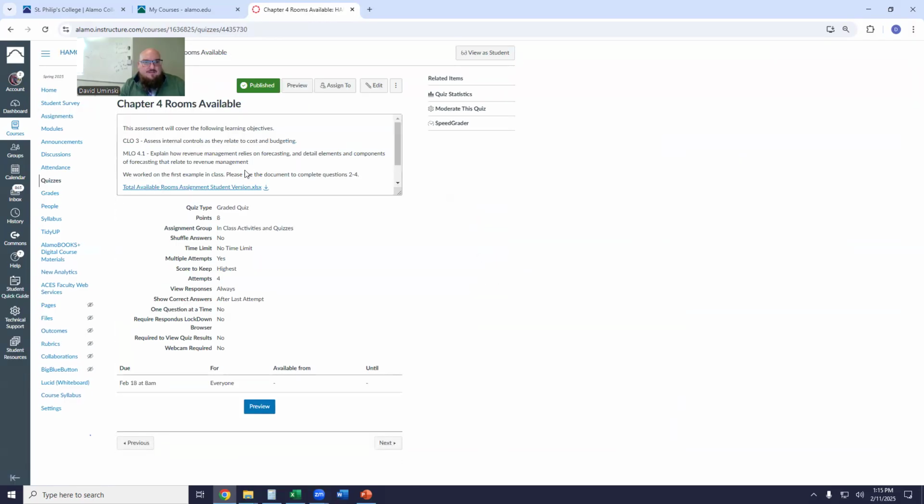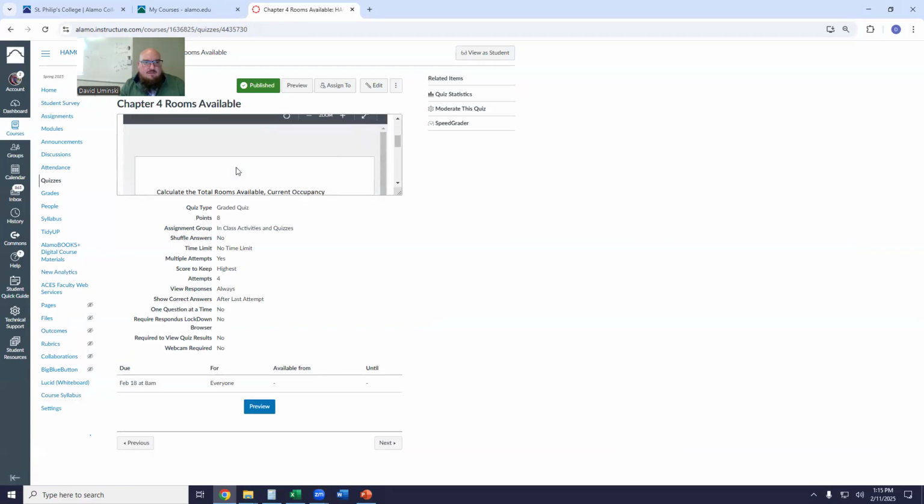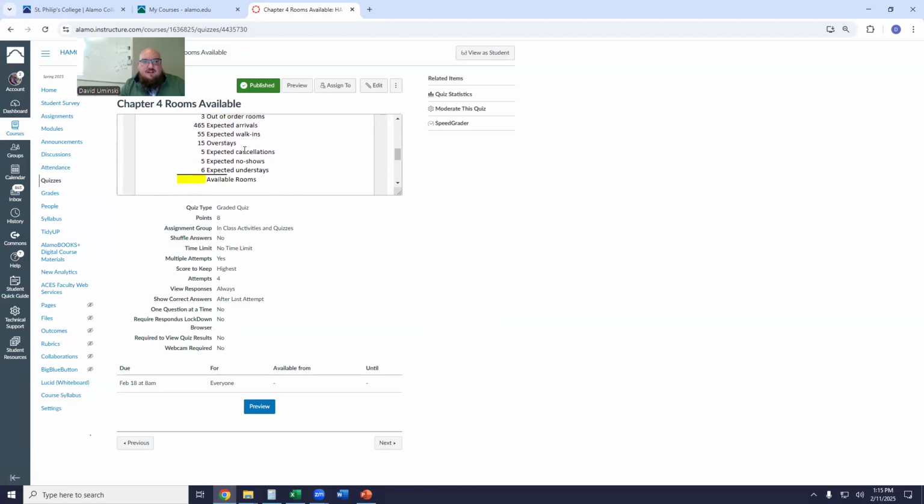Again, if you download this document, you're gonna have your rooms available and your occupancy percentage, okay? And then also, we're gonna do one more step and do the identical net revenue. Okay, so I would do your identical net revenue assignment first and make sure you got that down, and then come and do the chapter 4. So rooms available, occupancy rate, and then the new occupancy rate for your identical net revenue, okay?